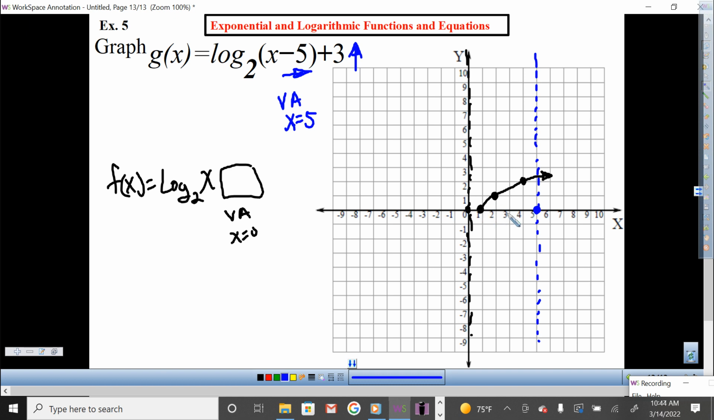So watch. 1, 2, 3, 4, 5. 1, 2, 3. This one. 1, 2, 3, 4, 5. 1, 2, 3. This one. 1, 2, 3, 4, 5. 1, 2, 3. There you go.